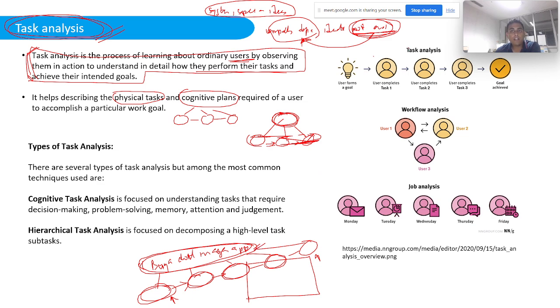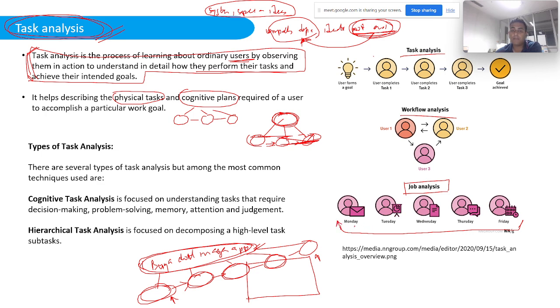Now, do not get confused between task analysis and other similar terms like workflow analysis or job analysis. The difference is that job analysis is when we try to analyze what a particular employee does in an organization over a period of time. It discusses the job profile or activities of an employee when you study him for a definitive period of time.